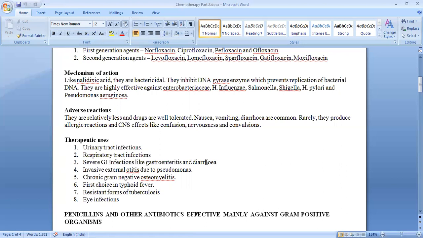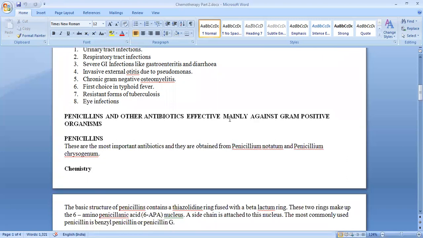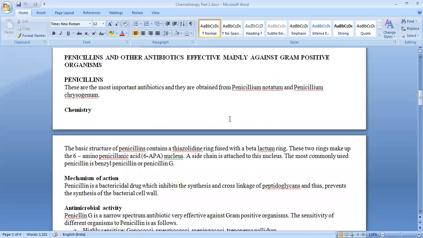If people have tuberculosis which is not responding to the other drugs, we have already seen anti-tubercular drugs. So if those drugs like rifampicin and all are not effective, then they make use of fluoroquinolone molecules. And for eye infections also, we can use fluoroquinolone molecules. Then we come to the category of penicillin and other antibiotics, which are mainly used against gram-positive organisms.